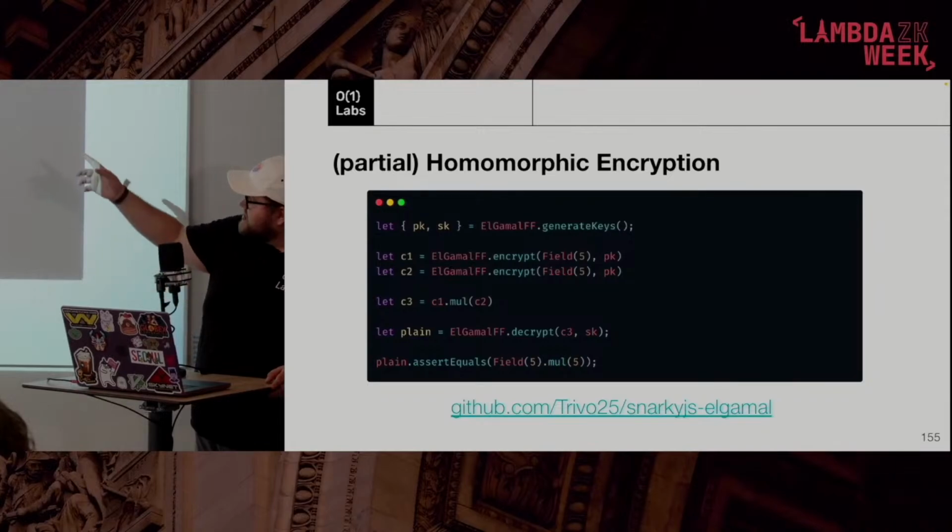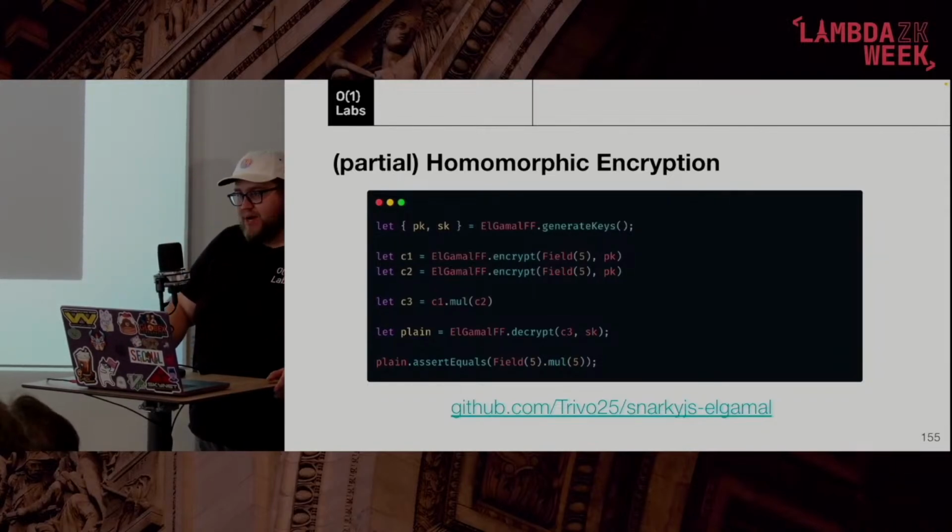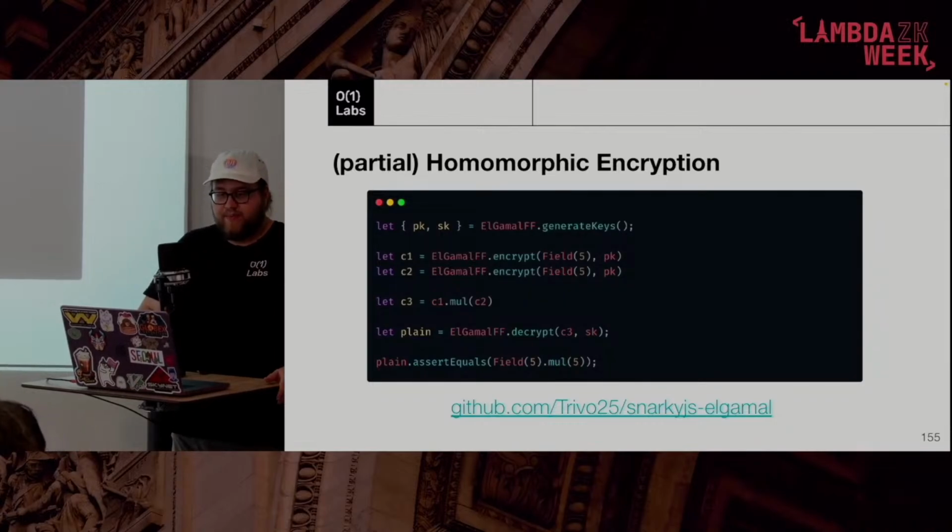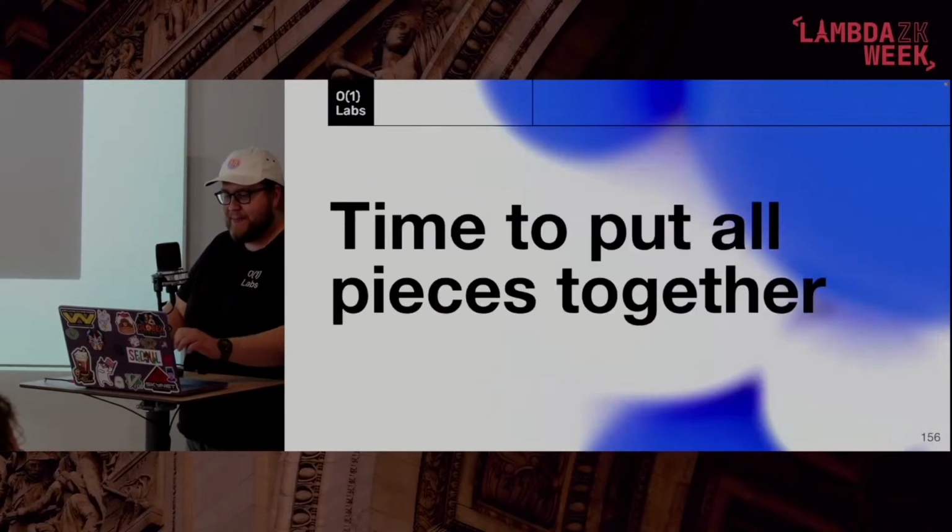So that's a cool little technology. And again, up there's the partial thing in brackets. It's only partial. It's only allowing you to do multiplication or addition, depending on if you're operating on fields or group elements. There are much more sophisticated schemes that are fully homomorphic encryption, but they are quite expensive to do.